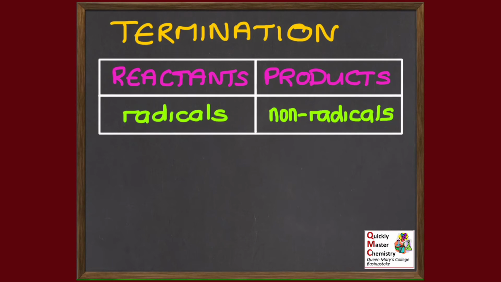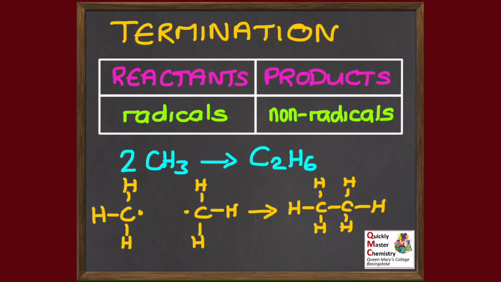We can illustrate this with an example. Two methyl radicals react to make a non-radical, an ethane molecule. There are no unpaired electrons if you look at the dot cross diagram of ethane. And if we look at the curly arrows here, we've got these two radicals, each with their unpaired electron. Well, they can simply put those into a shared pair between them, forming a covalent bond joining the two radicals together. So we've gone from radicals to non-radicals.